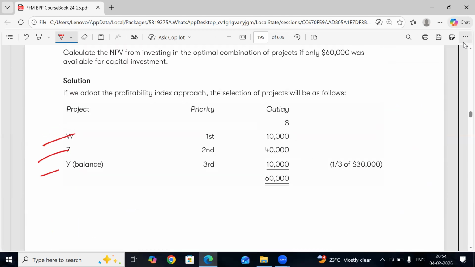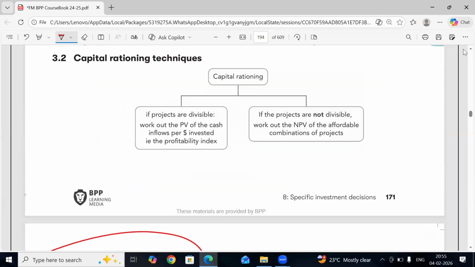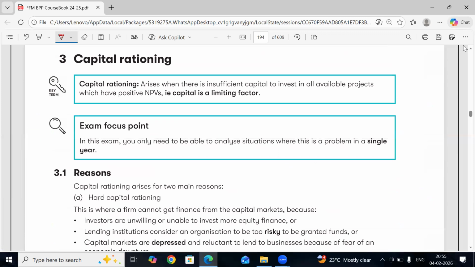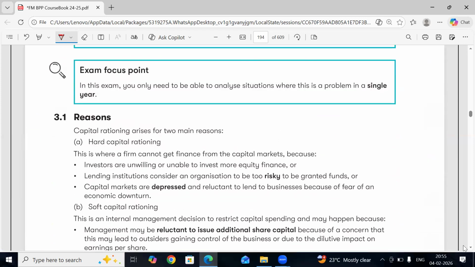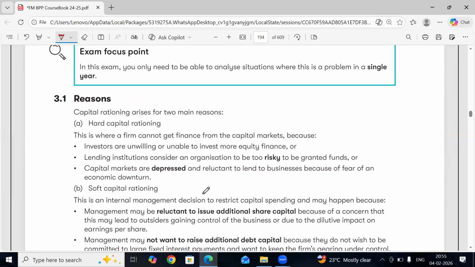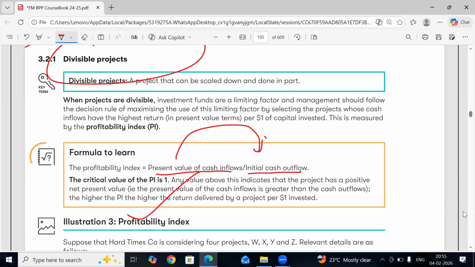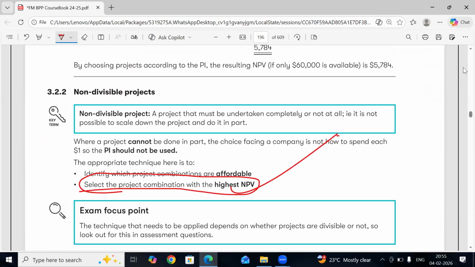Some theory was left over to finish so that from tomorrow onwards we can move to cost of capital, a fresh topic. Capital rationing: we have already discussed hard capital rationing, and this was done. Nothing was to be discussed here. This theory is done. Okay.